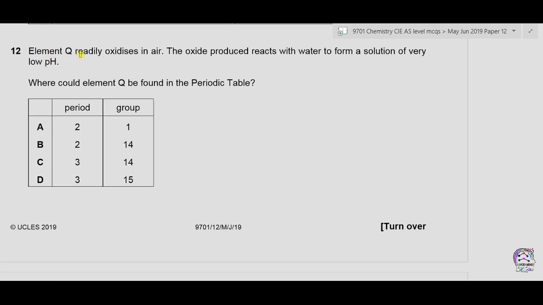Question number 12, element Q readily oxidizes in air. The oxide produced reacts with water to form a solution of very low pH. Where could element Q be found in the periodic table? Now a solution of low pH means that it is an acidic solution. And we know that non-metal oxides are acidic in nature.